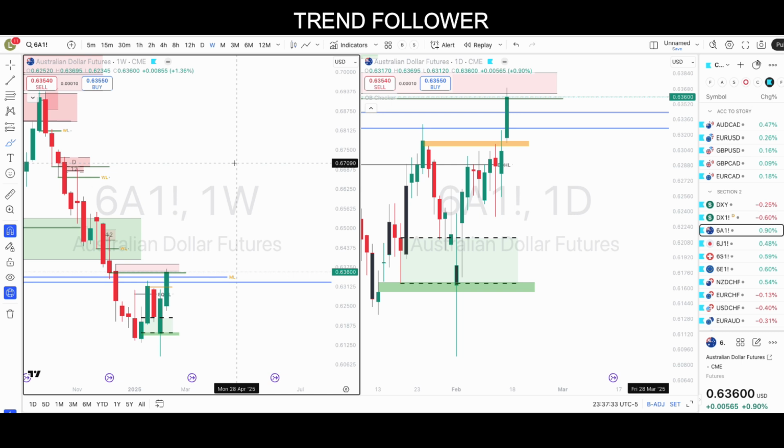Now, the second thing I wanted to talk about is Australian dollar. I think it's due for a pullback. I think it can really fall hard because of the rate statement.